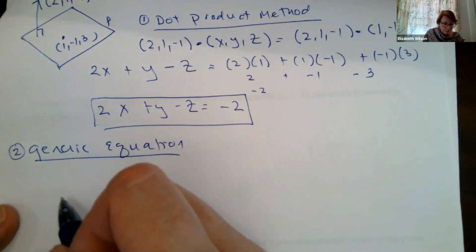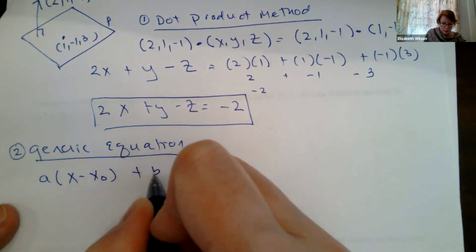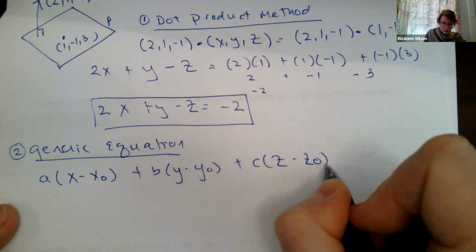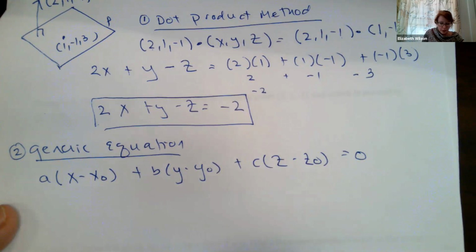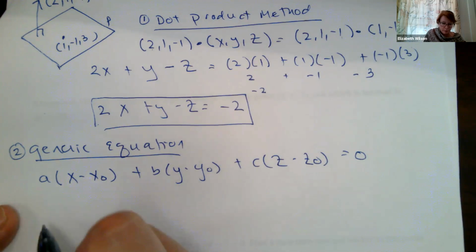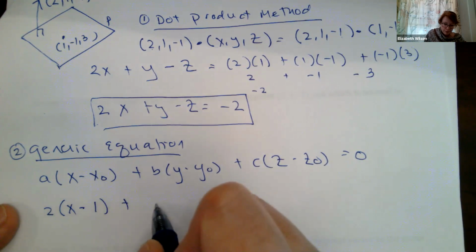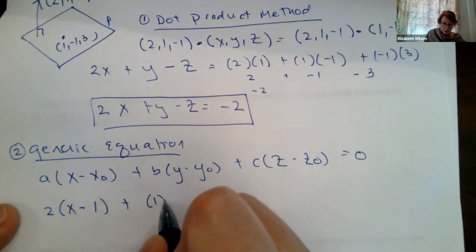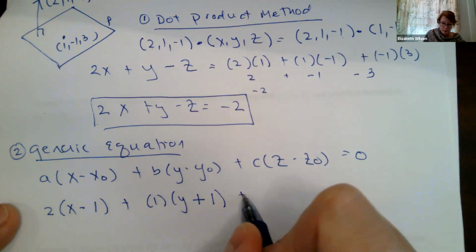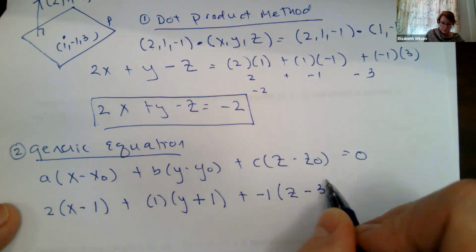All right, it's going to be a(x minus x naught) plus b(y minus y naught) plus c(z minus z naught) equals 0. Okay, so a, b, and c are our normal vector. x naught, y naught, z naught is the point. So I'm going to plug things in. So it's going to be 2(x minus 1) plus 1(y minus minus 1) plus c, which is minus 1, times (z minus 3) equals 0.